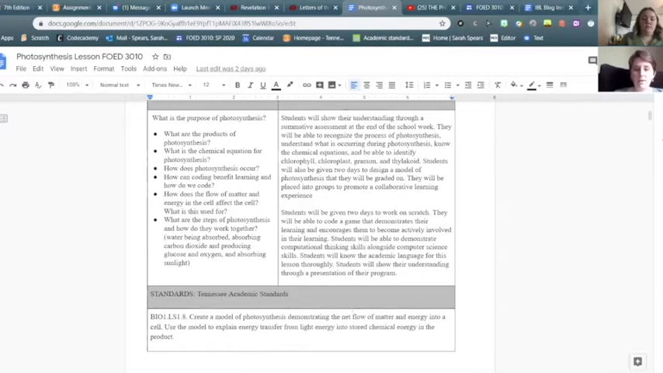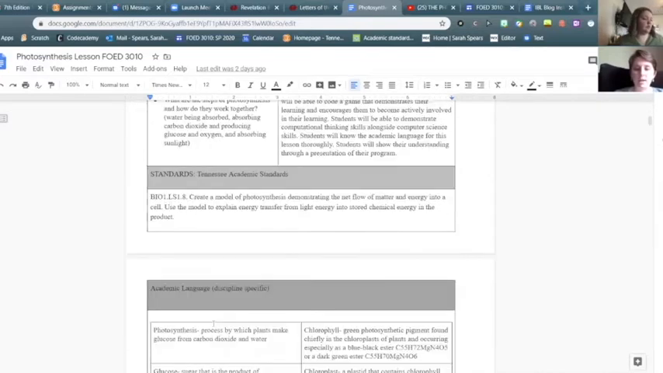So the standard that we chose for Biology 1 is LS 1.8, and it's: create a model of photosynthesis demonstrating the net flow of matter and energy into a cell. Use the model to explain energy transfer from light energy into stored chemical energy in the product.